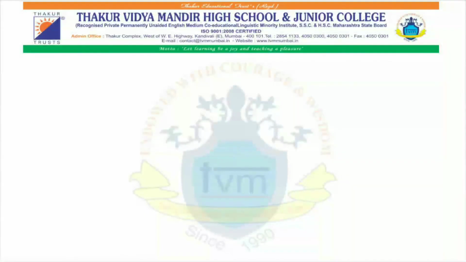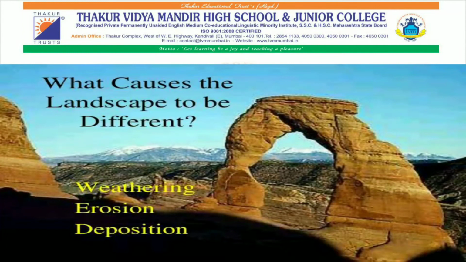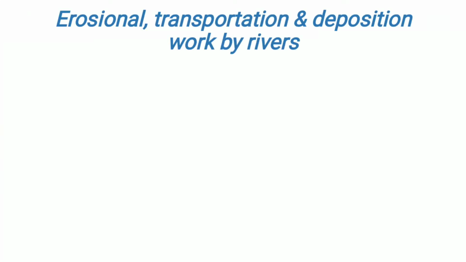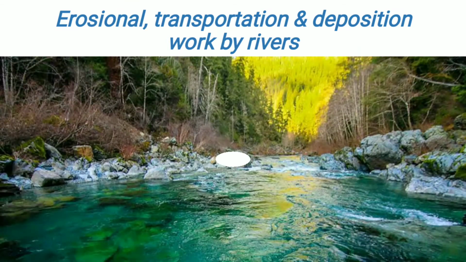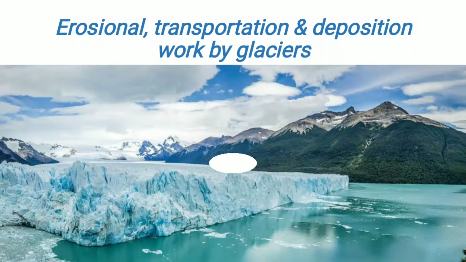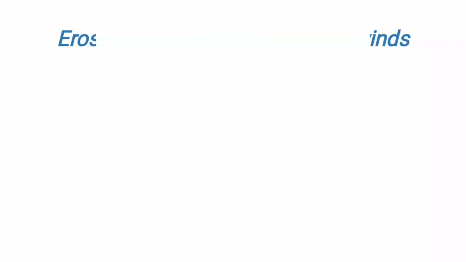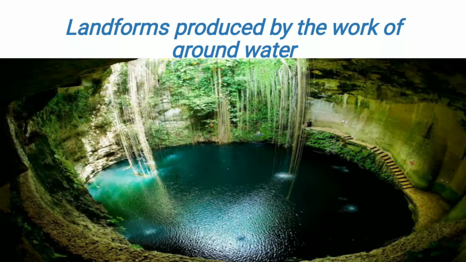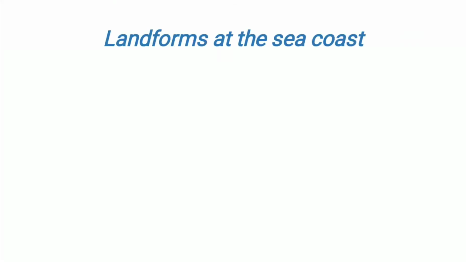In previous parts, we have learned how the different types of landforms are formed due to weathering, erosion and deposition work done by different natural factors. We have learned erosion, transportation and deposition work done by the rivers, done by the glaciers, done by the winds, and done by the groundwater. Today we are going to learn erosional, deposition and transportation work at the sea coast.